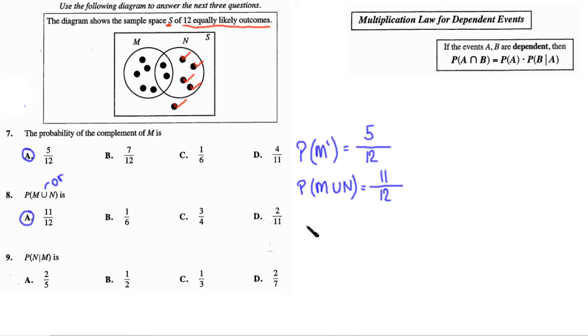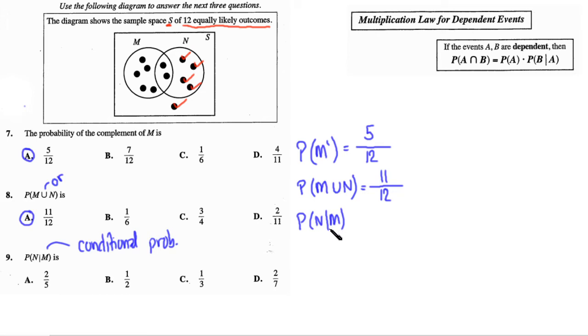In question 9, they're asking us for the probability of N given that M has occurred. This is called conditional probability, and it's read as the probability of N occurring given that M has occurred.